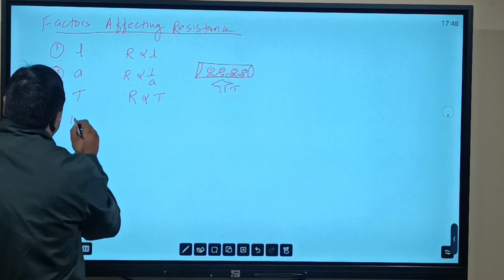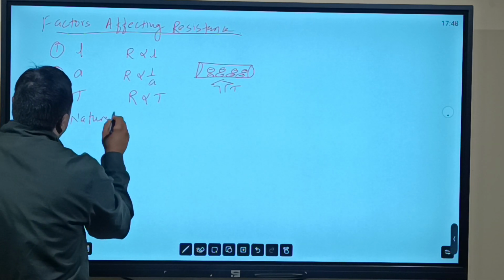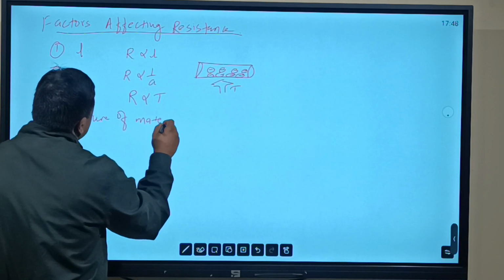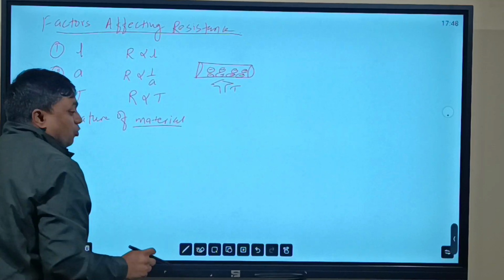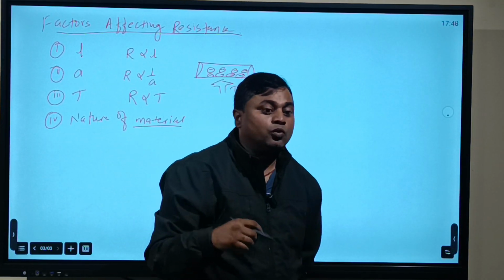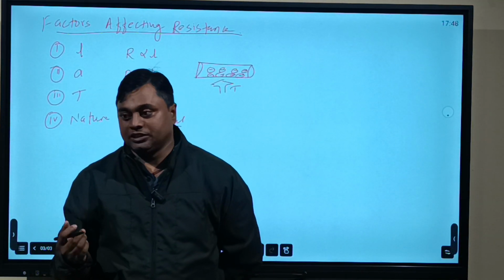Nature of material. The last factor is the nature of material. For a conductor it has less resistance, for an insulator it has more resistance. Is it clear?